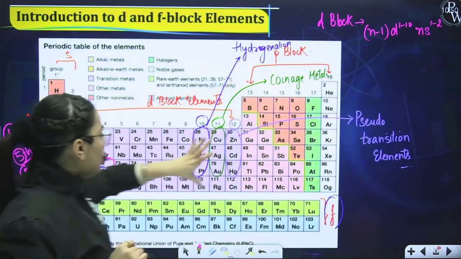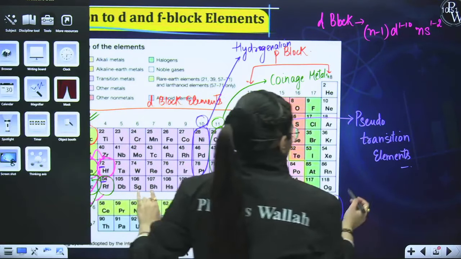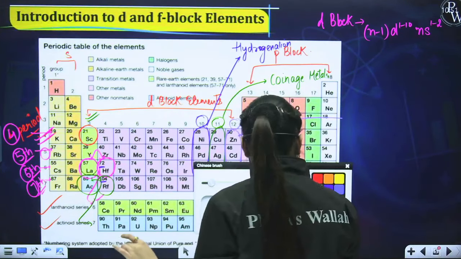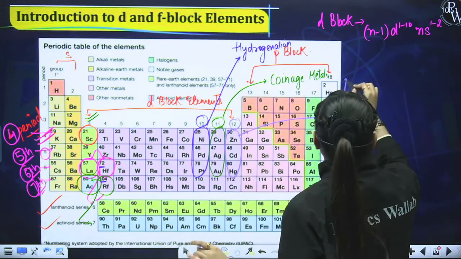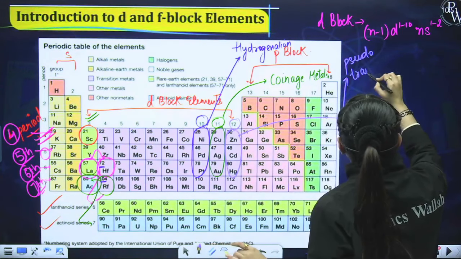Now if I talk about this fourth period, let me erase this first of all and let me write it over here so that you can mention it properly. I am just writing pseudo over here. Pseudo transition elements.